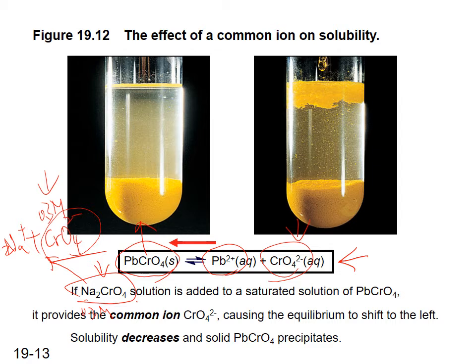All right, so as you can see in this diagram, more solid starts to come out of the solution because the reaction goes to the left side, decreasing solubility. And this is called the common ion effect. When you add a highly soluble salt that contains the common ion to a slightly soluble solid solution, that will decrease the solubility.